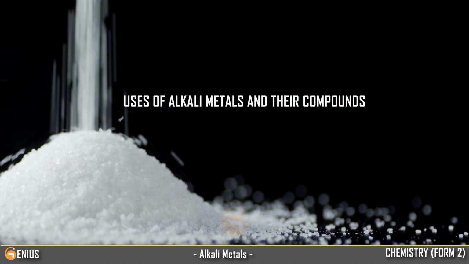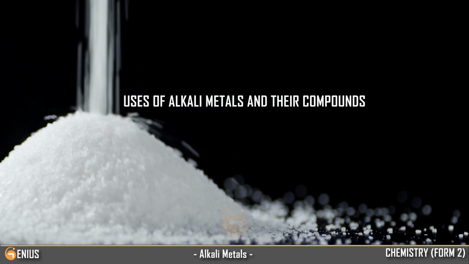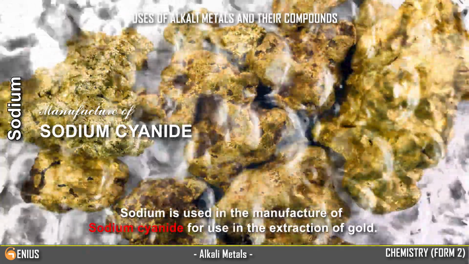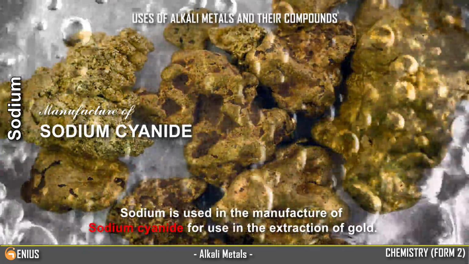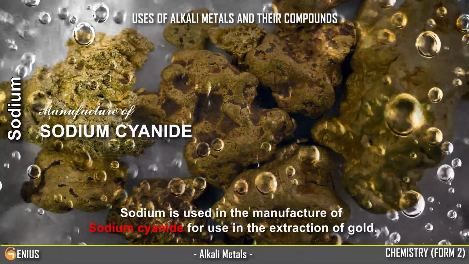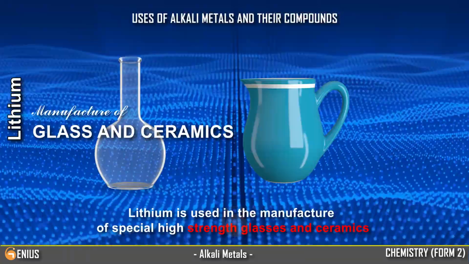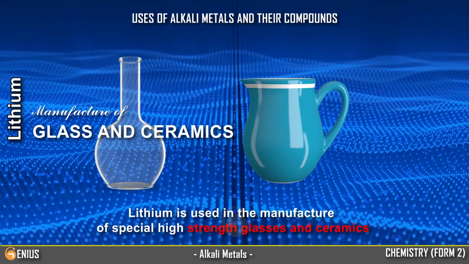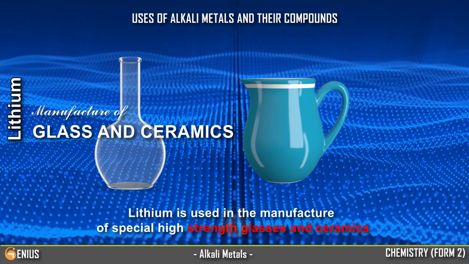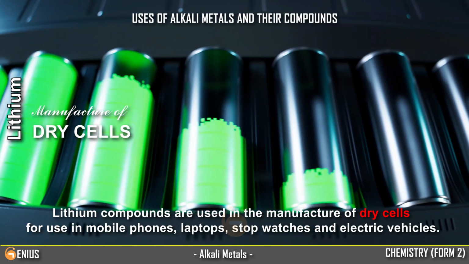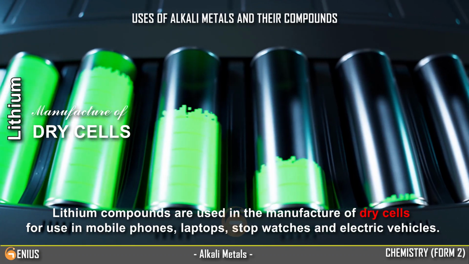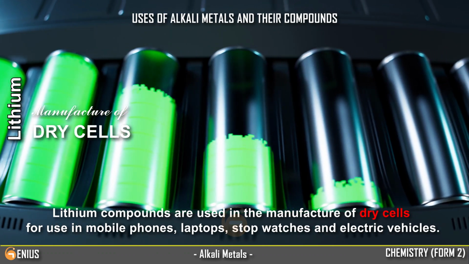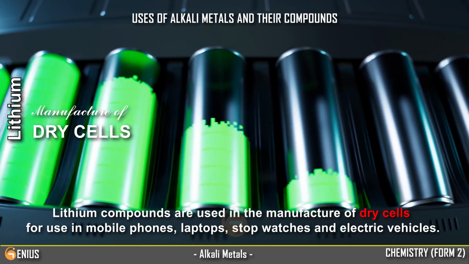Uses of alkali metals and their compounds. Sodium is used in the manufacture of sodium cyanide for use in the extraction of gold. Lithium is used in the manufacture of special high-strength glasses and ceramics. Lithium compounds are used in the manufacture of dry cells for use in mobile phones, laptops, stopwatches and electric vehicles.